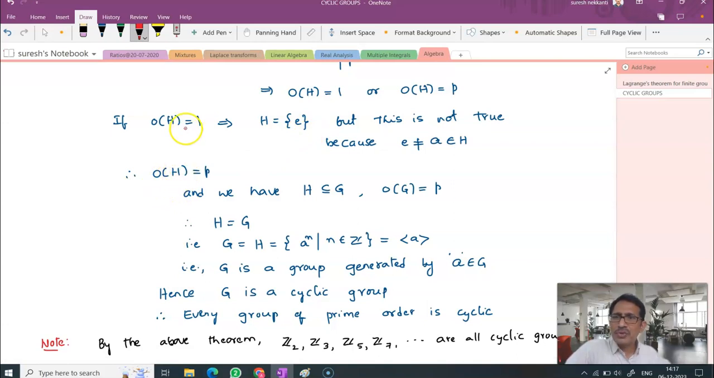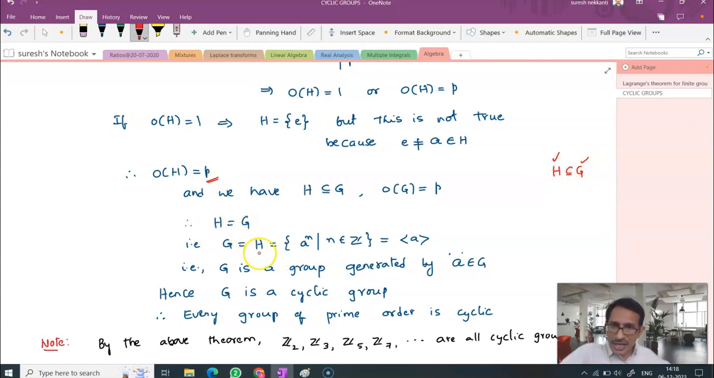Therefore, the order of H should not be 1. So, it should be P. Means what? H is a subgroup of G, a subset of G, and H contains the same number of elements as that of G. Does that make sense? H is a subset of G, and the number of elements in H is the same as the number of elements in G. Therefore, definitely H should be equal to G.